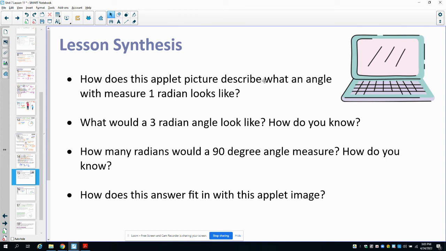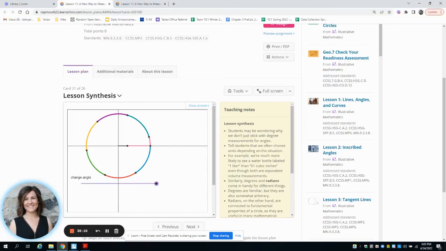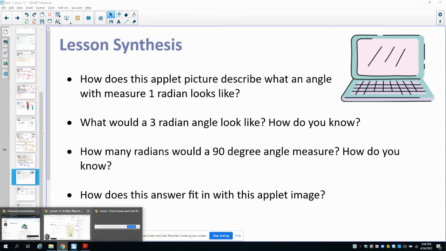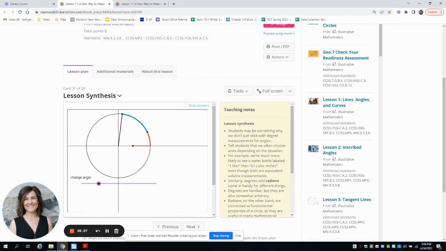So how does the applet picture describe what an angle with a measure of 1 radian looks like? If we go back to it, 1 radian is the same as the length of the radius. So this arc and this radius are exactly the same length. How would a 3 radian angle look? It's going to be equal to 3 radii, or almost halfway.